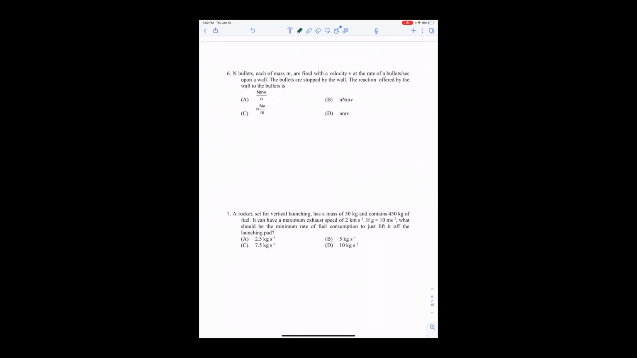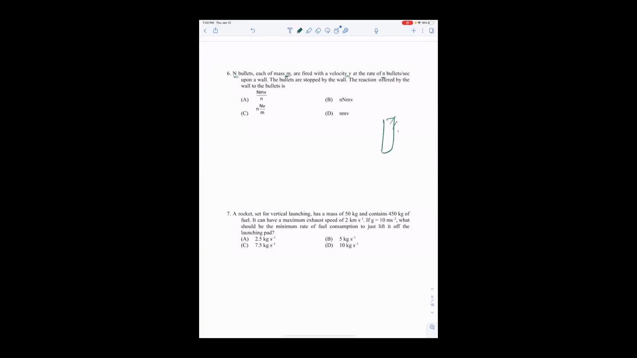They got collection chapter wise. So solve those questions. N bullets, each of mass M, are fired with a velocity V at the rate of N bullets per second. So there are total of capital N, each of mass M, fired with a velocity V. Each one's velocity is V, mass M, with N bullets per second upon a wall. The bullets are stopped by the wall.